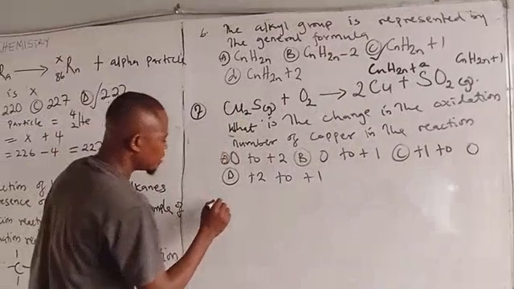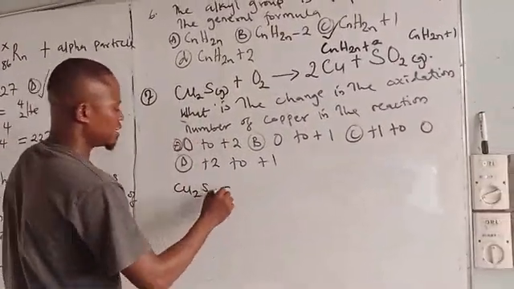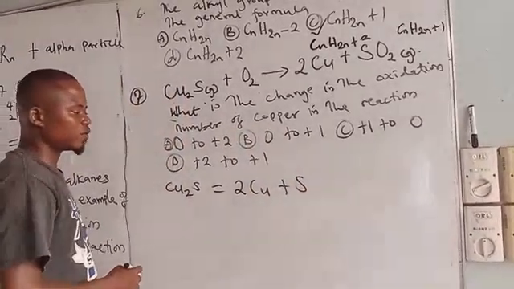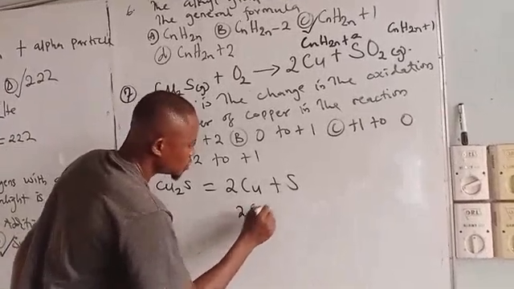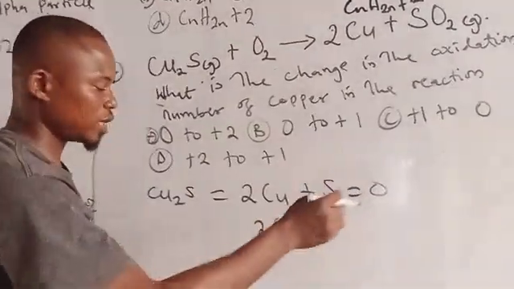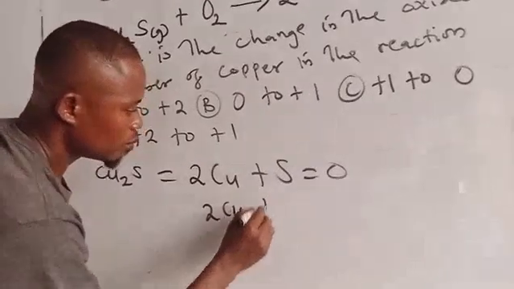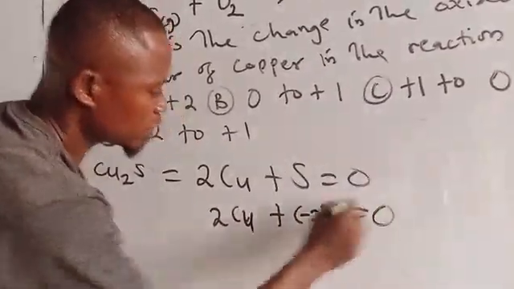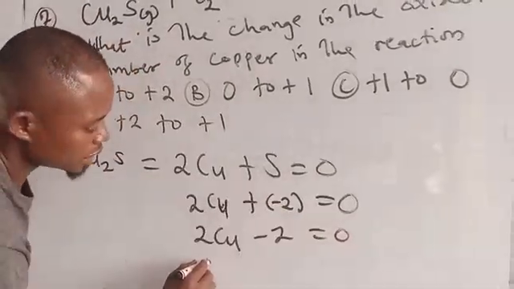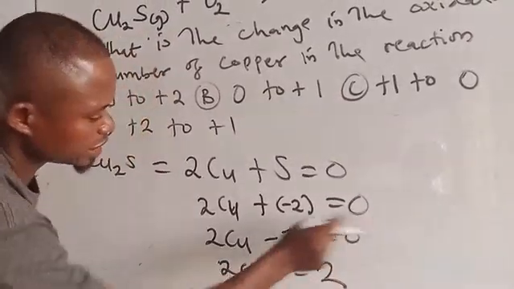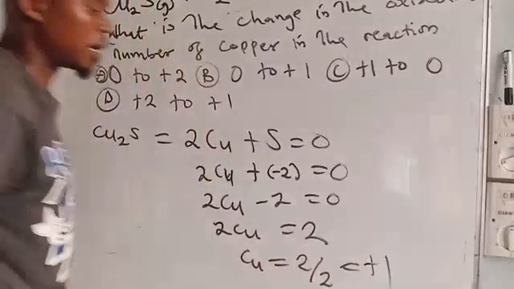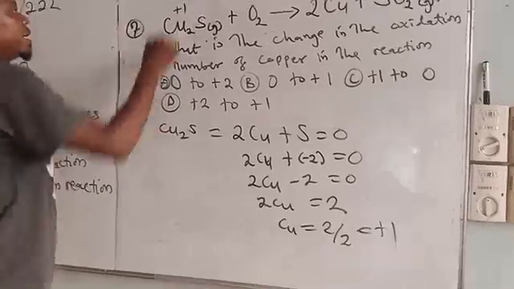Now, let's see. In Cu2S, we have 2 copper plus S. We're finding the oxidation state of copper. So this will be equal to 0 because the sum of the oxidation numbers of all elements in the compound is equal to 0. So now we're going to have 2Cu plus (minus 2) equal to 0. So 2Cu minus 2 is equal to 0, so that 2Cu is equal to 2. If you take this to the other side, it becomes positive. Cu now will be equal to 2 divided by 2, which is plus 1. So on this side, copper is plus 1.